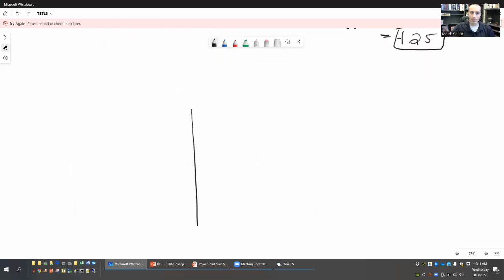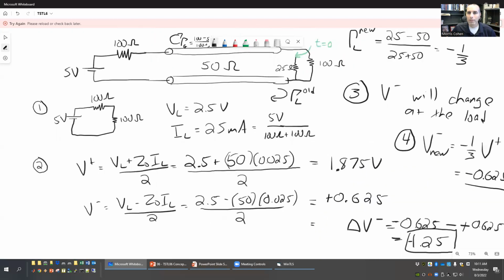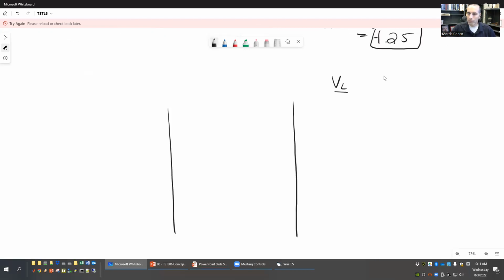All right, so here we go. I'm going to draw in our load voltage that starts out at, just to go back up here and trace it, our load voltage starts out as 2.5 volts.